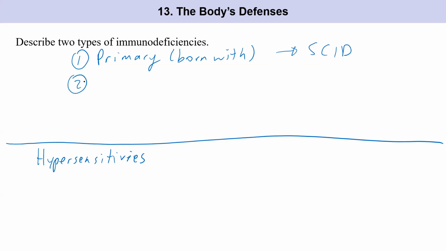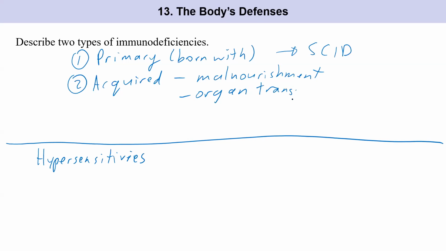The other is acquired, meaning you get it somewhere later on in life. And this could be due to things like malnourishment. This could be due to organ transplants, so you're on immunosuppressants. Or this could be because you get measles or because you get HIV.